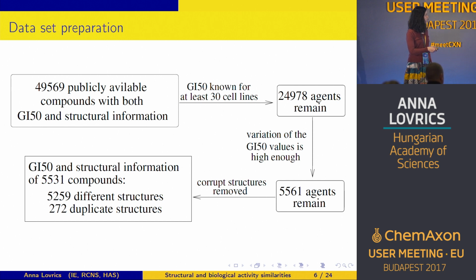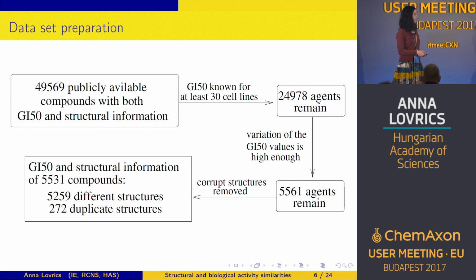Nearly 50,000 compounds were available with both toxicity data and structural information. But for some of them, it was only known for a few cell lines, which were omitted. And then we wanted the GI50 values to be variable enough. And then again, this is actually a quite heterogeneous database, so there were some corrupt structures which we had to remove. And in the end, we worked with approximately 5,000 different structures, what I will show you now.